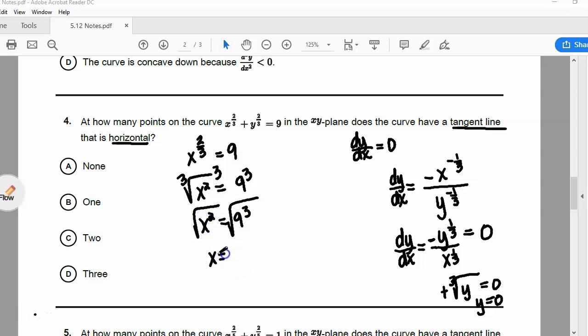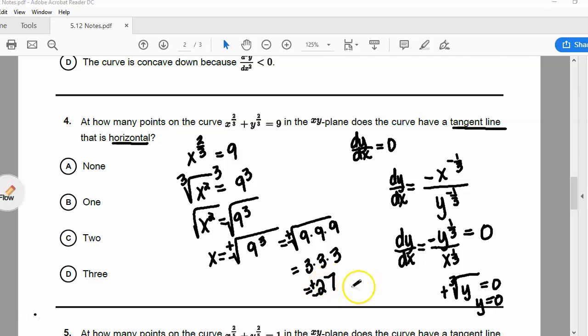So x equals the square root of 9 cubed. So if you think about that, that is the square root of 9 times 9 times 9. Right? What is the square root of 9? It's 3. So that means we're going to get 3 times 3 times 3, which is 27. Except for, I should have put a plus or minus in front of this. So x could be plus or minus 27. So that is 2 separate points for that.